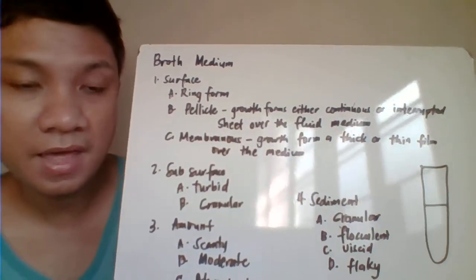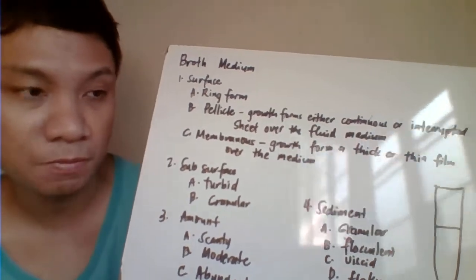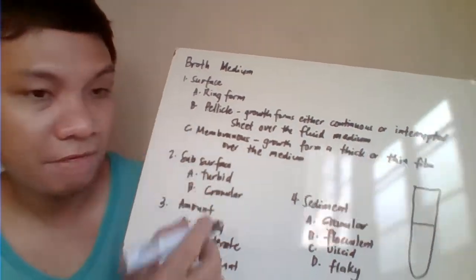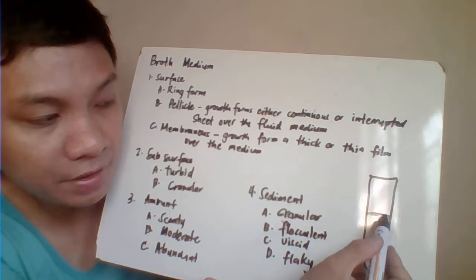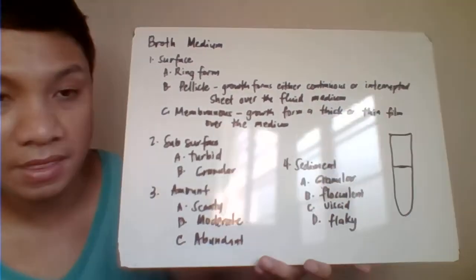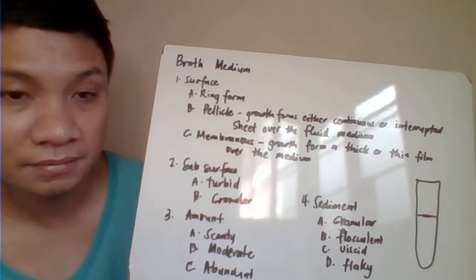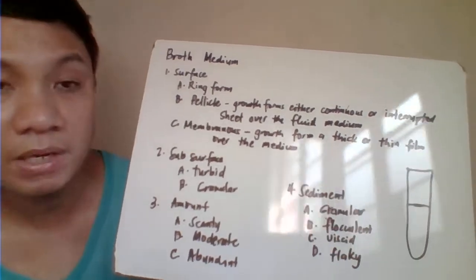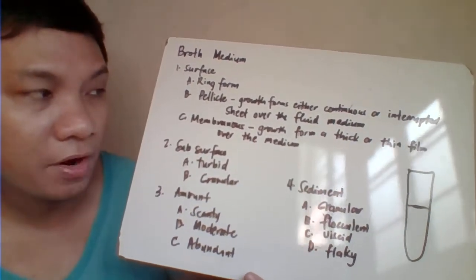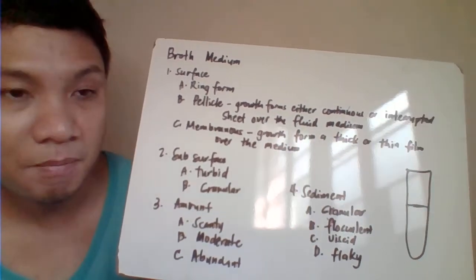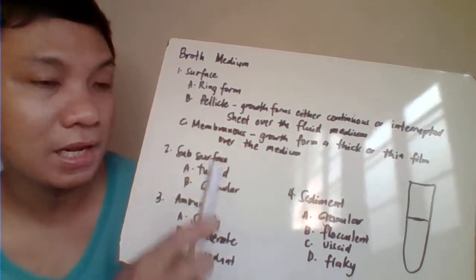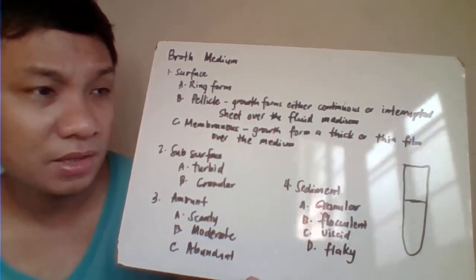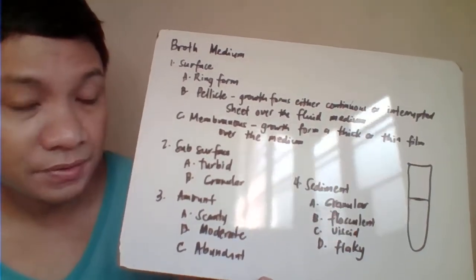Okay, the next one is the colony morphology with your broth medium. We observe the colony on the surface and also the subsurface. The surface is the top of the broth, so what are the colony characteristics there? If the colony forms a ring, that is ring growth. Pellicle growth forms either a continuous or interrupted sheet over the fluid medium. When it is irregular and broken up, that's pellicle formation. Membranous growth forms a thick or thin film over the medium, almost entire.